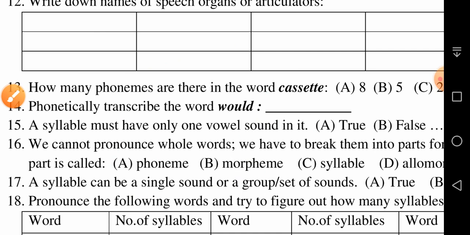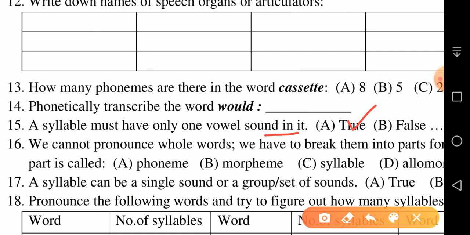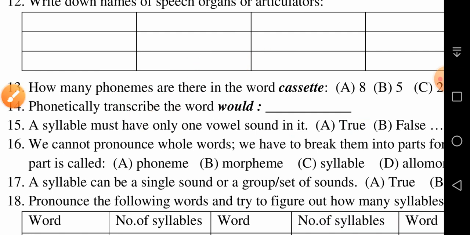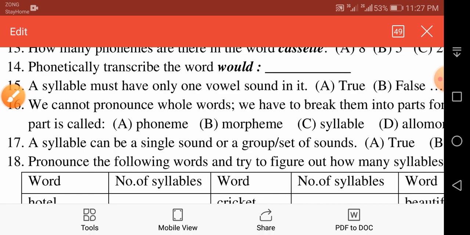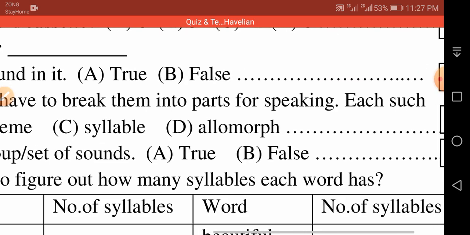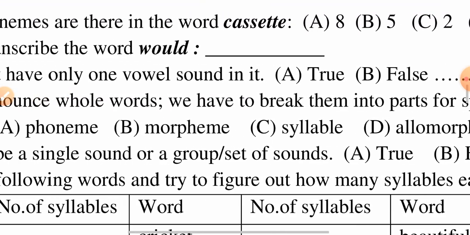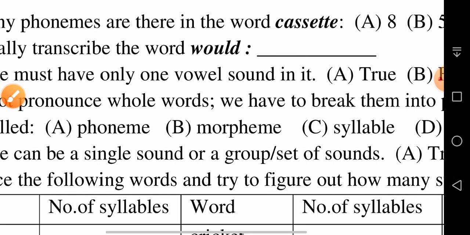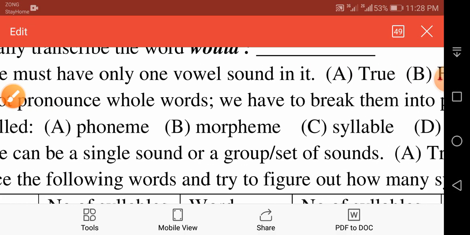Now, a syllable must have only one vowel sound in it. Yes, it is true, because the one vowel sound in a syllable acts as a nucleus. So if there are two vowel sounds, it means there will be two syllables. We cannot pronounce whole words. We have to break them into parts for speaking. Each such part is called a syllable.